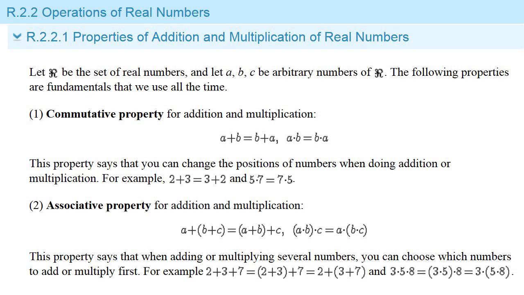Okay, in this video I want to talk about the commutative property of addition and multiplication and the associative property of addition and multiplication. The commutative property of addition says that a plus b is exactly the same as b plus a. Let me show you what I mean by that.